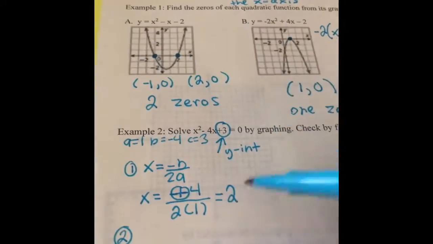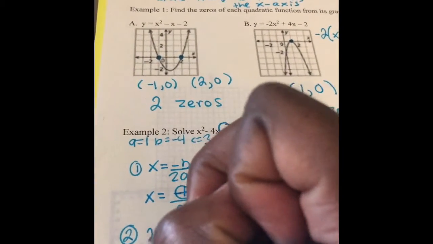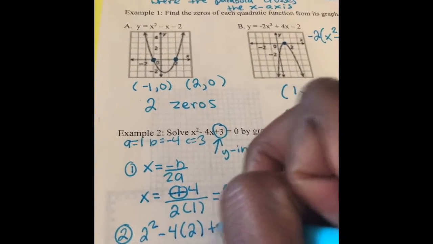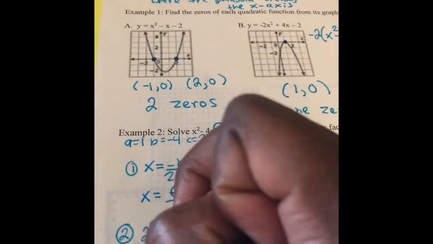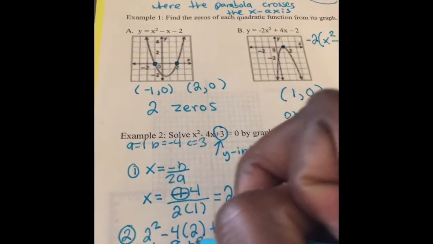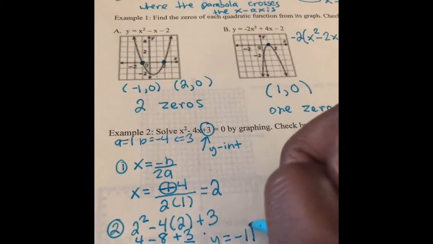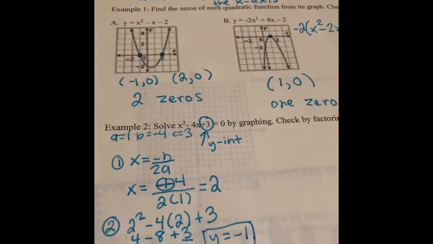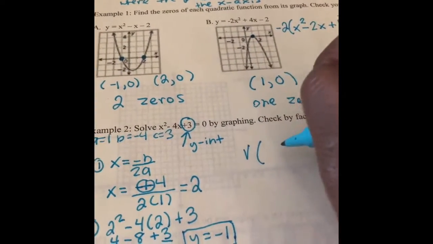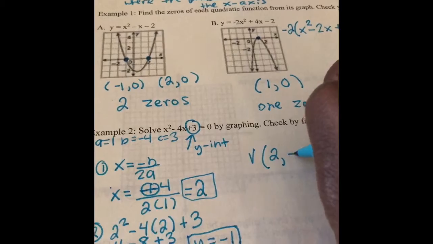Step 2, we're going to take x equals 2 and plug it back into the original equation. So instead of x squared, we have 2 squared minus 4 times 2 plus 3. 2 squared is 4, minus 8 plus 3. That's basically going to give us 7 minus 8, so our y value is going to equal -1. Everybody got that?